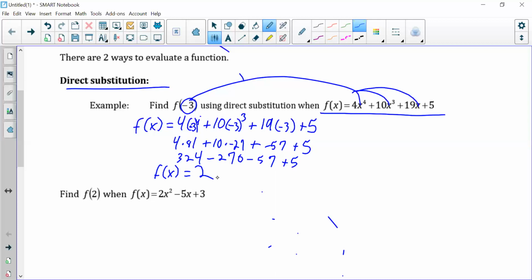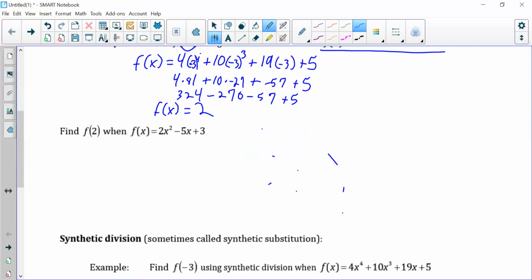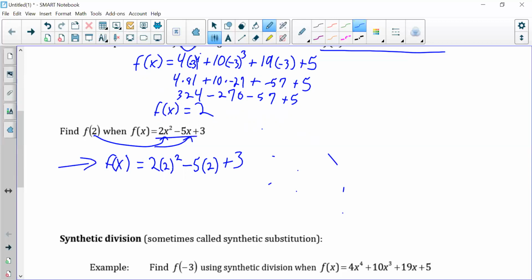You just literally plug it in. All right, so let's do another example. Find f of 2 when f of x equals 2x squared minus 5x plus 3. So we're going to take our 2 and we're going to plug it in everywhere we see x. So f of 2 equals 2 times 2 squared minus 5 times 2 plus 3. Now looking at this, everywhere I had an x up here, I now have a 2. So let's actually do our math.